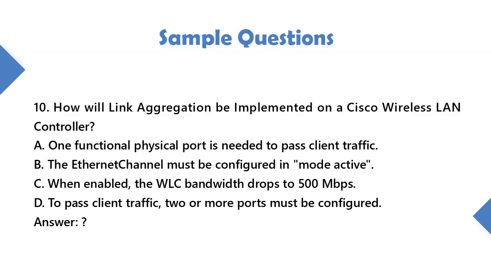10. How will link aggregation be implemented on a Cisco wireless LAN controller? A. One functional physical port is needed to pass client traffic. B. The EtherChannel must be configured in mode active. C. When enabled, the WLC bandwidth drops to 500 megabits per second. D. To pass client traffic, 2 or more ports must be configured.